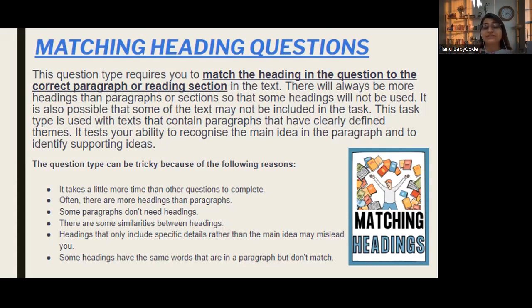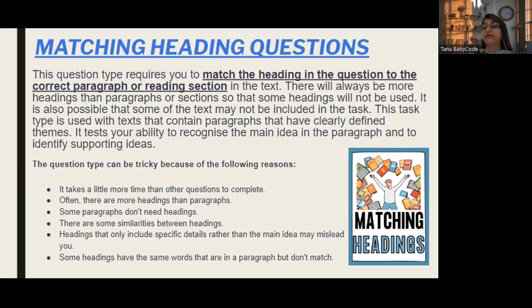Now, these questions can be tricky for some reasons. The first one is that they take a little more time than other questions to complete. Yes, these questions are very time-consuming and you have to be very careful when you attempt them. There are more headings than paragraphs, so this can be tricky again. You get jumbled about which one to select. Some paragraphs don't need headings. Some are without headings, I would say.